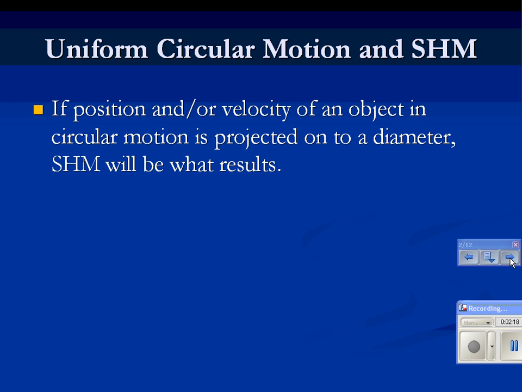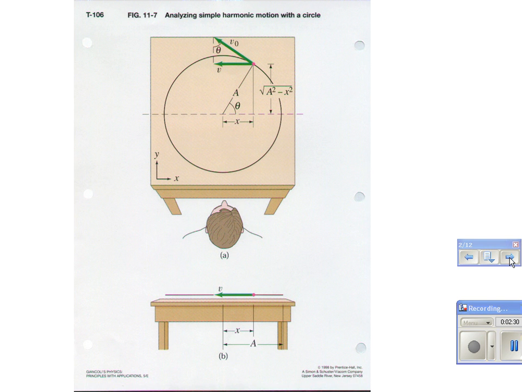And here's basically what it is. It says it here. This may not make much sense verbally, but I'll show you a picture. If you look at an object in uniform circular motion and you look at it from a diameter, what you will see is simple harmonic motion. And this is what that means.